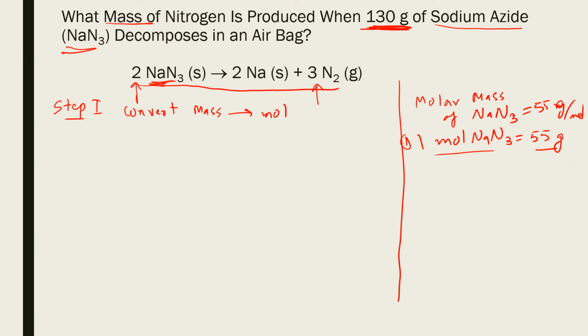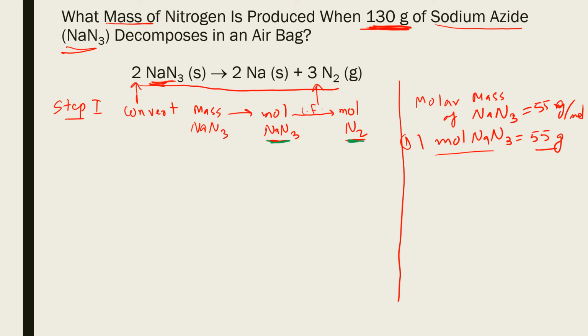So once you know how to convert mass of NaN3, or sodium azide, to moles, the next step is to convert moles of NaN3 to moles of your product, N2. Here we're going to need a concept in which the moles of sodium azide are related to moles of nitrogen, and that comes from the balanced equation.